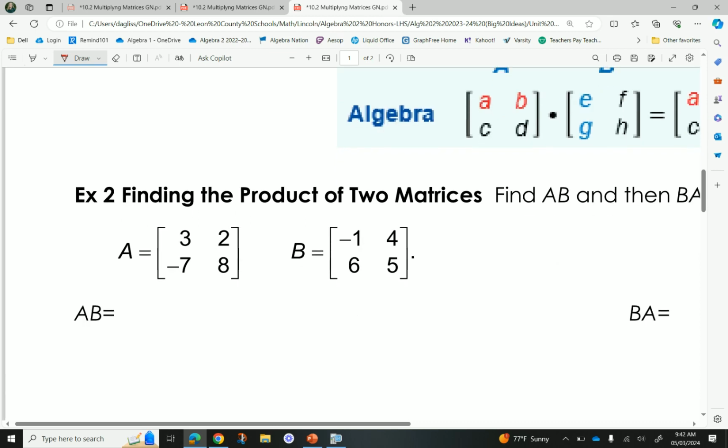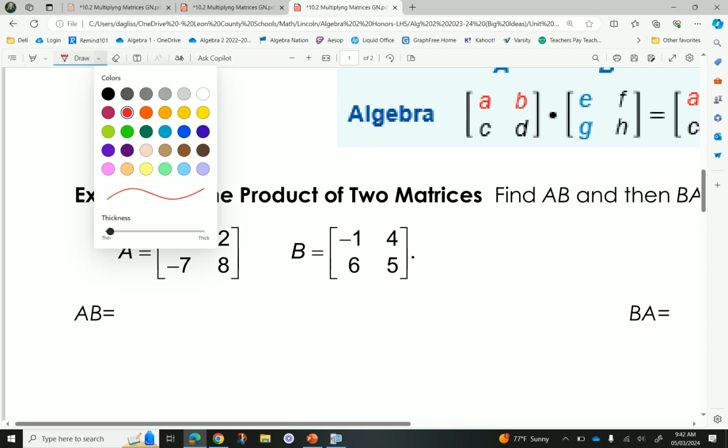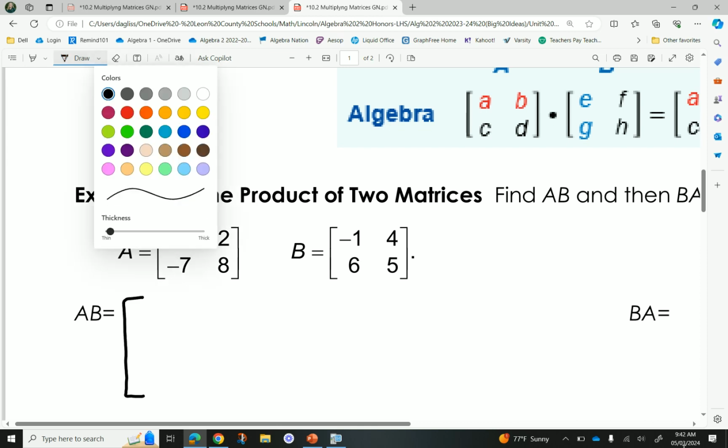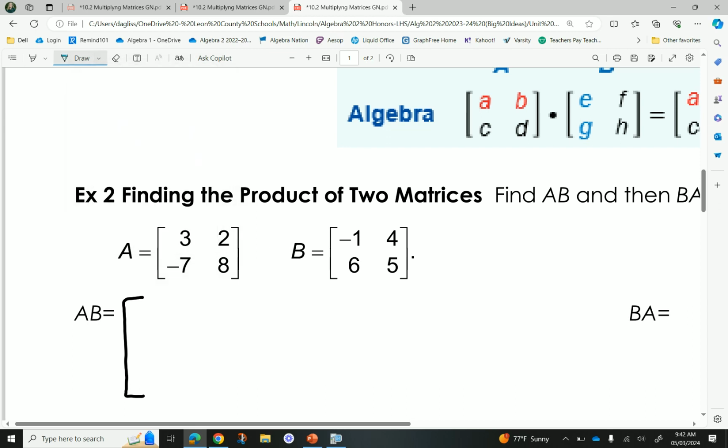We have A times B. These are square matrices. They're both 2 by 2s, right? So we can multiply them. And when I do, my product matrix is going to be another 2 by 2, right? So these match. So our matrix on the outside will have a 2 by 2.